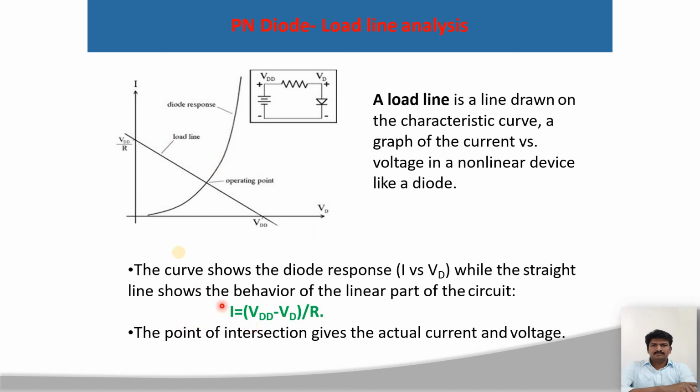Here, the relation between these, applying the static voltage, you can determine how much amount of current is passing through, and this is equal to VDD minus VD divided by R. The point of intersection gives the actual current and voltage.